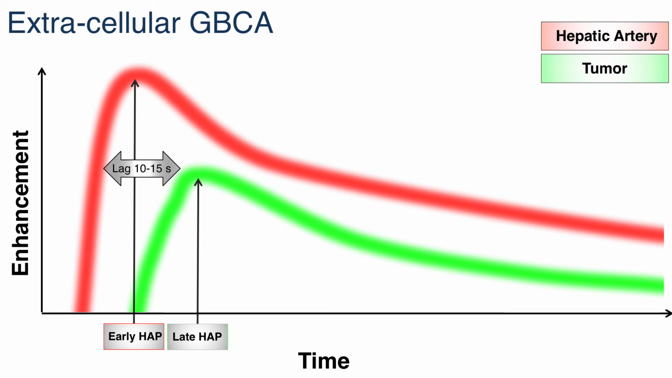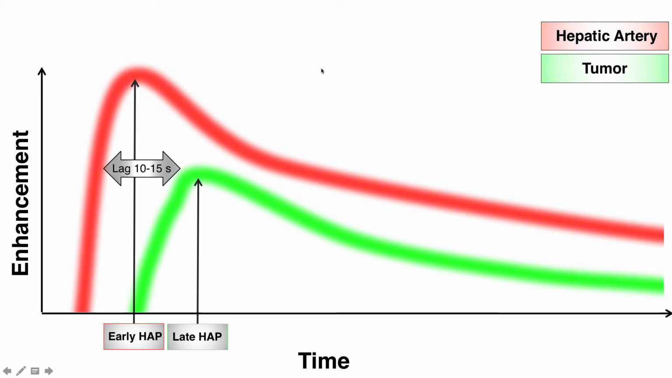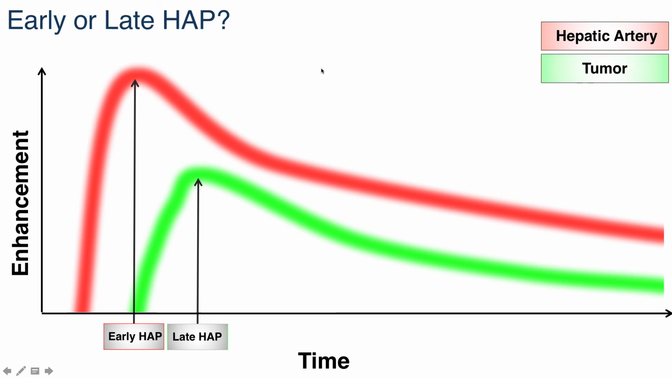Now, I mentioned earlier that we want to image tumors. And if we want to image tumors, we probably want to do the late arterial phase. And in order to do the late arterial phase, we want to image about 10 to 15 seconds after contrast gets into the aorta. So, do we want early or late arterial phase?